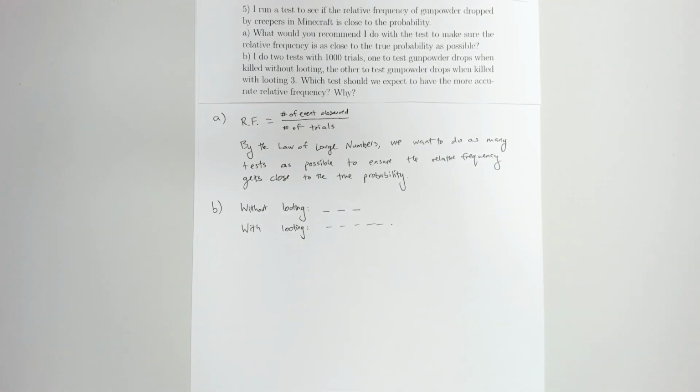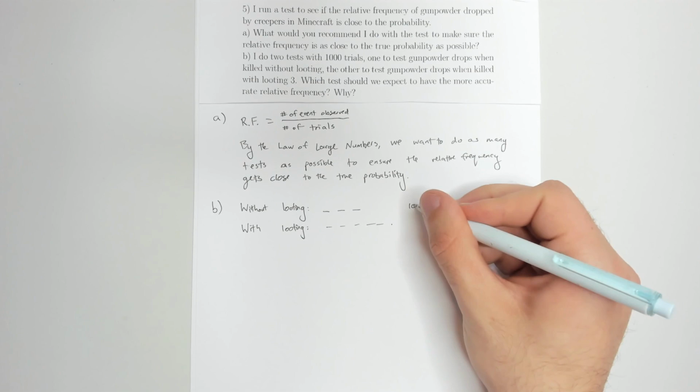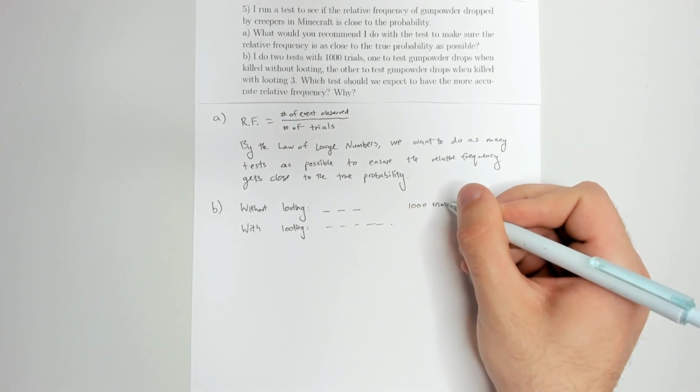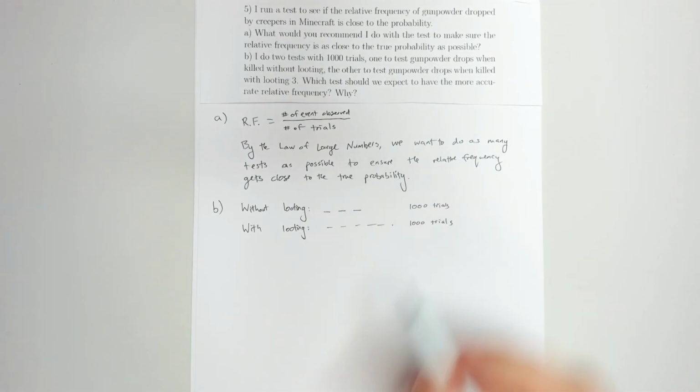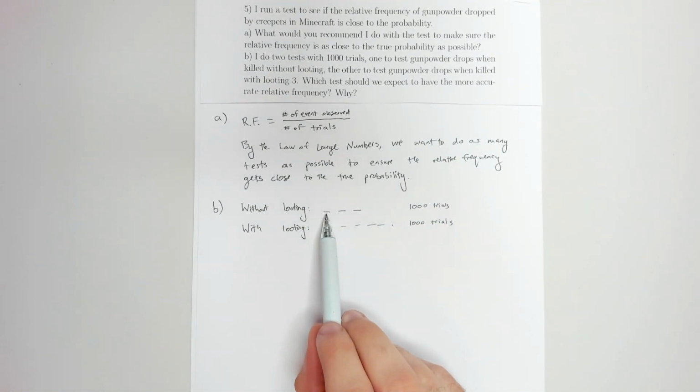And so what this means is that if I do 1,000 trials for both of these, we're going to get relative frequencies for each of the events. So there's going to be a relative frequency for no gunpowder, a relative frequency for 1 gunpowder, and so on and so forth.